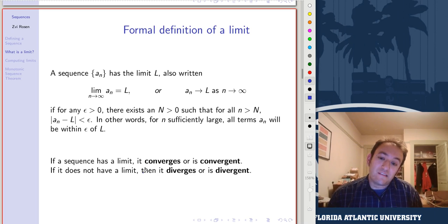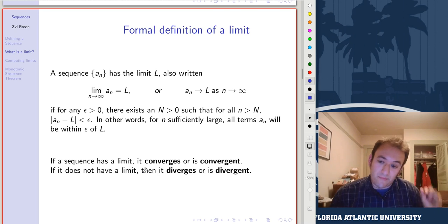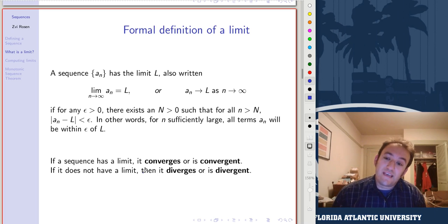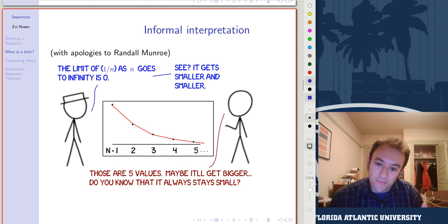In other words, for n sufficiently large, all terms a sub n will be within epsilon of L. So as you move along your sequence, you get closer and closer to your limit. If a sequence has a limit, it converges or is convergent. If it does not have a limit, then it diverges or is divergent. Okay, now let's discuss this concept of a limit a bit more informally, because that definition can be a bit difficult to digest. And with apologies to Randall Munroe, we're going to borrow the format of an XKCD comic.